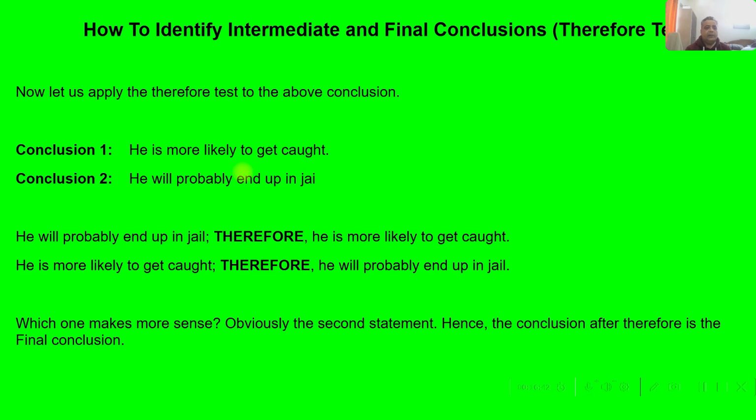And now we will reverse the order. We will write conclusion 2 first. He is more likely to get caught. Therefore, he will probably end up in jail. Now we have to see which of the statements makes more sense. Obviously, the second statement makes more sense because first he will get caught and then he will end up in jail, not the other way around, that first he will go to jail and then he will get caught.